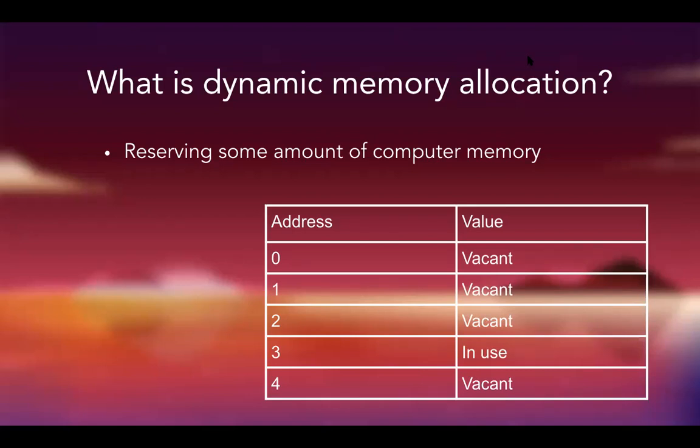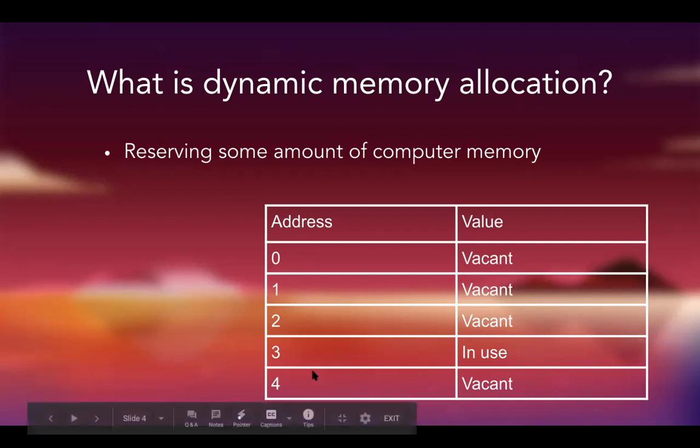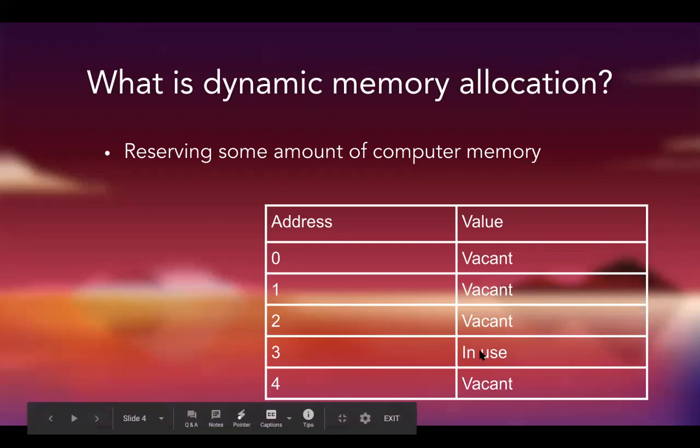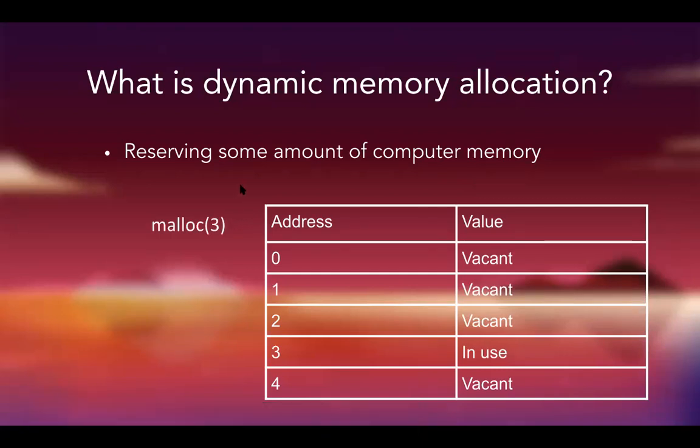It's really just reserving some amount of memory. So in another example, let's say we have our addresses, and this only has 5 blocks of memory, addresses 0 through 4. 3 is in use. Some program is using the memory at 3, so it's not available to us. And then 4 is vacant. We can call malloc to request that some memory is allocated for us.